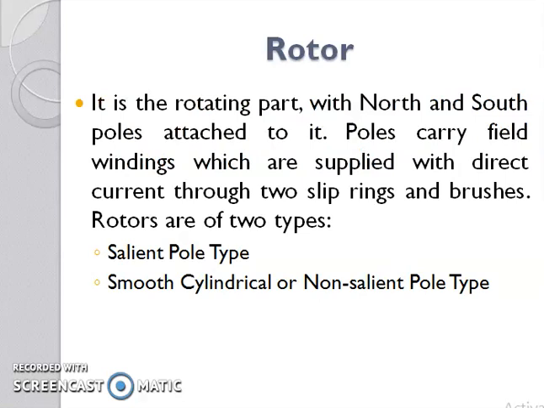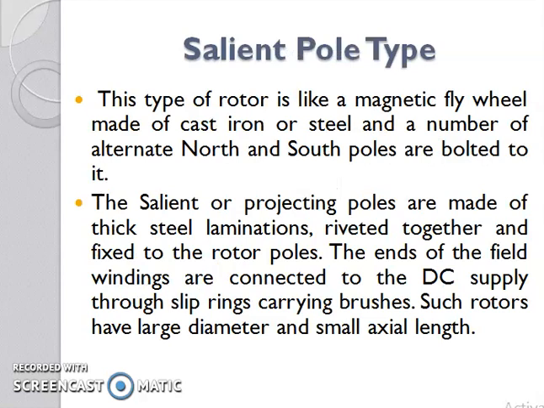Let us study about the rotor. The rotor is the rotating part with north and south poles attached to it. The poles carry field windings which are supplied with direct current, DC current, as I showed in the previous figure, through two slip rings and brushes. The rotors are of two types. One is the salient pole type of rotor, and another is the smooth cylindrical, also called the non-salient pole type rotor. We will study these two types.